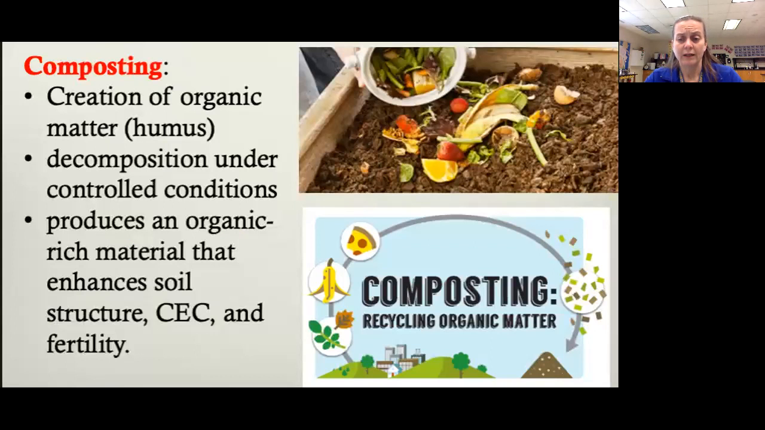One more, composting. So when we talk about composting, this is the creation of humus or organic material from waste. It is decomposition under controlled conditions. It requires aeration, and it produces an organic rich material that enhances soil structure, cation exchange capacity, and fertility.